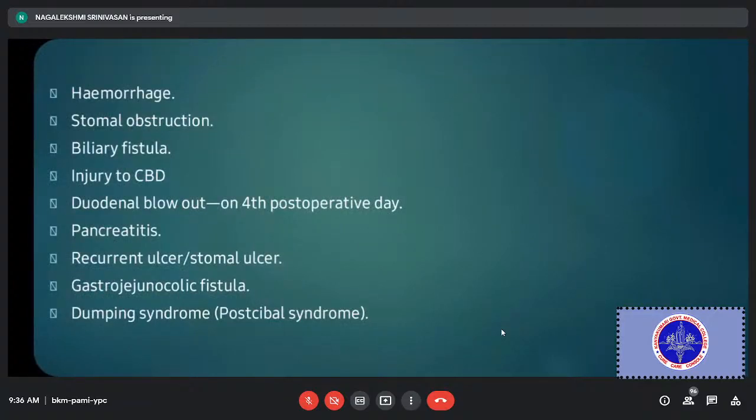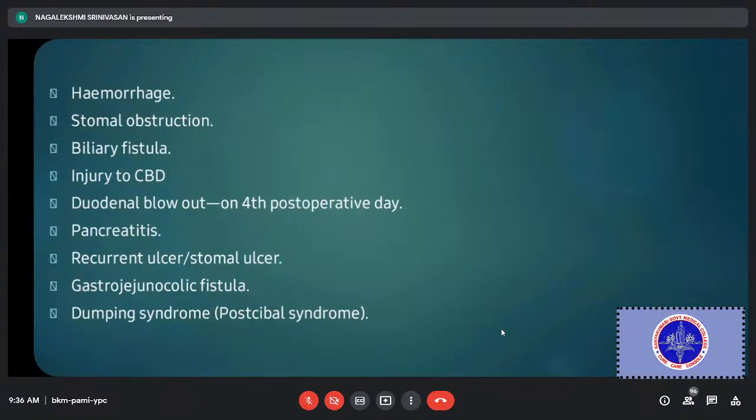Stomal obstruction. When we are doing an anastomosis, the normal gastroduodenal passage permits the food. When you are doing a gastrojejunal anastomosis, you have to make sure that the jejunum accepts whatever food the patient is taking. So the stoma has to be adequate for the passage of the food.